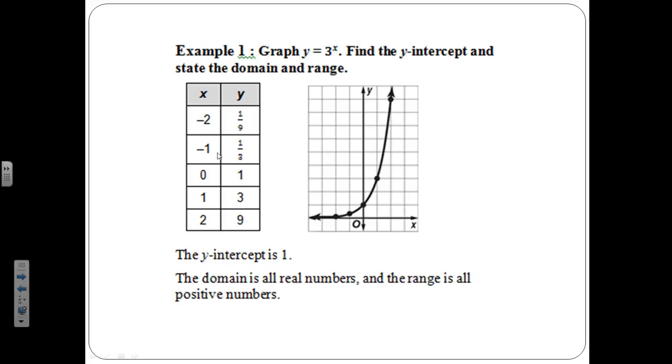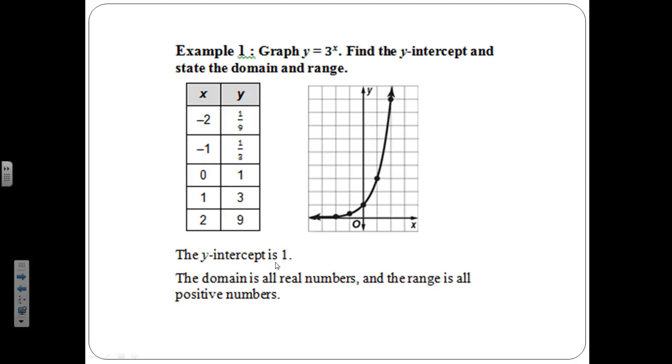So they took the -2 and plugged it in for x, and they got 1/9. And they did the same thing for -1 and they got 1/3. When they plugged in 0, they got 1. When they plugged in 1, they got 3, and 2, they got 9. So then what they did is they plotted their points over here and then connected them with a line.